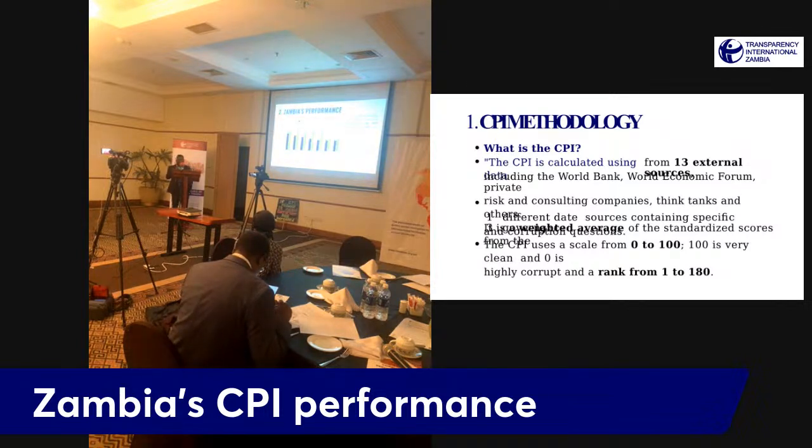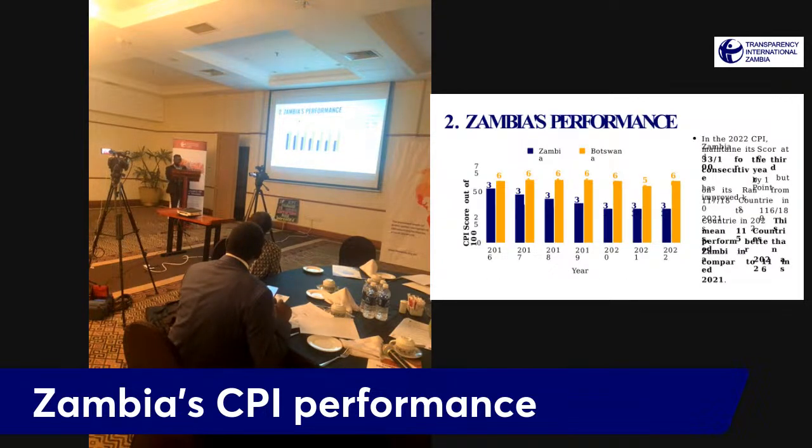Okay, it is now my pleasure to present the results for Zambia for the 2022 CPI. As you can see, in terms of the trend for Zambia, we've been moving from 38 in 2016, then 37 in 2017, then 35 in 2018, in 2019 34, and then we maintained the score in 2020 at 33, 2021 at 33 as well, and also for the year 2022, the score has been maintained at 33.